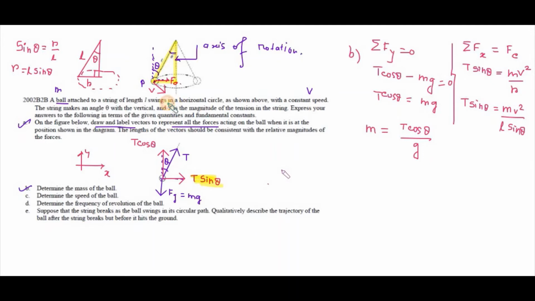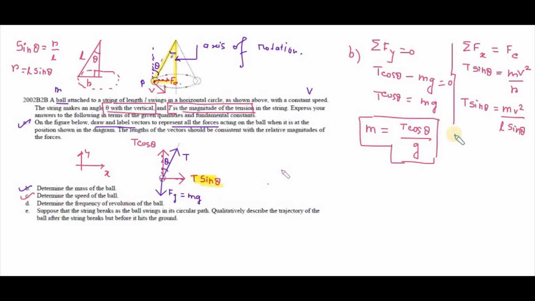So at present they have given the tensions in the expressions, the magnitude of the tension along the length of the string, and theta is the angle with respect to the vertical. So that means the mass we can keep in this form, since T and g are given in the statement.